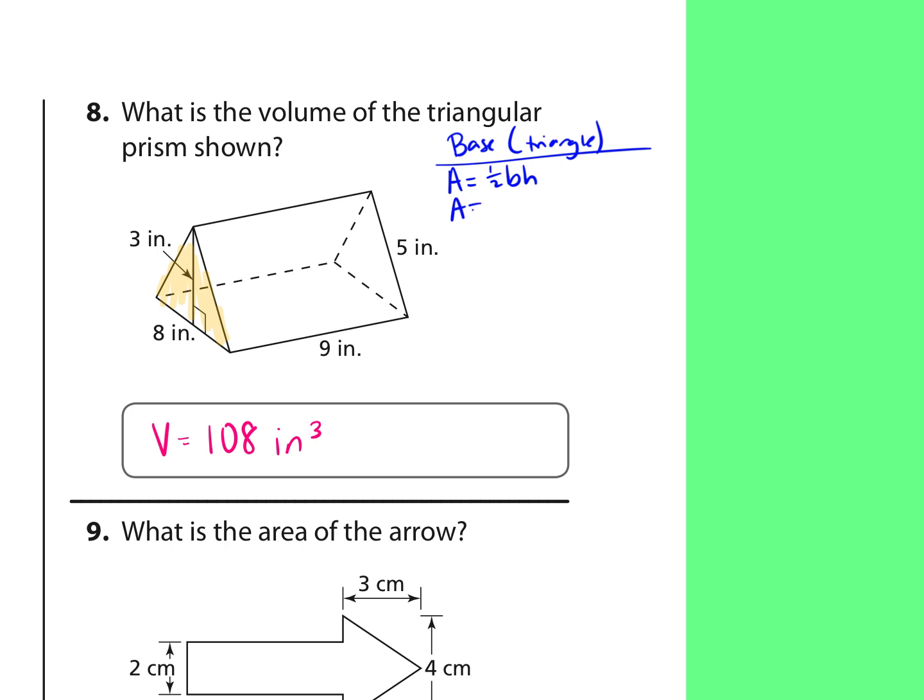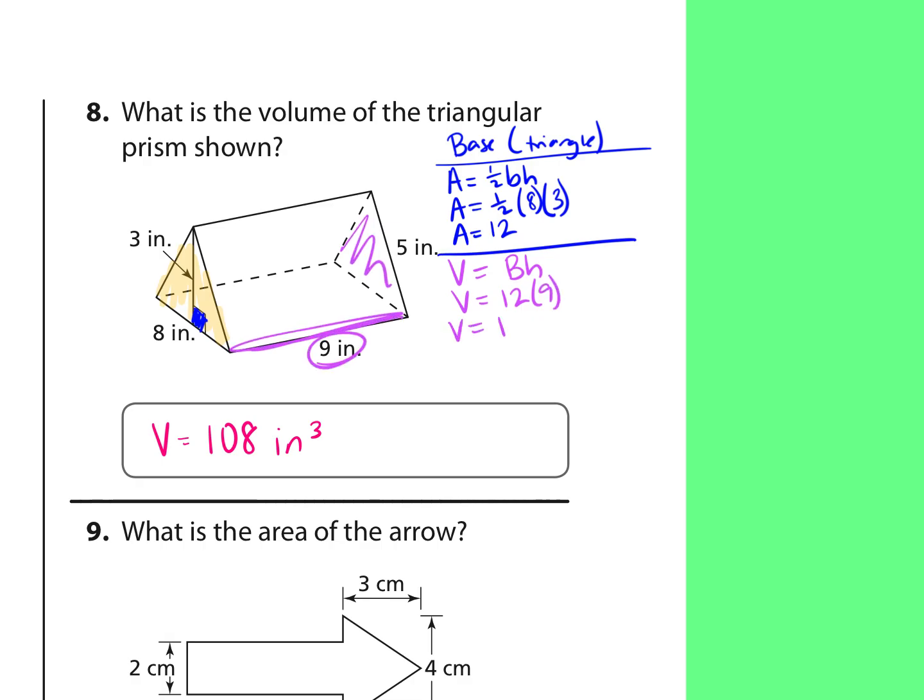So we have that the base and height just have to be at 90-degree angles of each other. So we can take the base as 8 and the height is 3, and say half of 8 times 3, that's 4 times 3, which is 12. And then we're going to get the volume, which is the base area times the height. We just found the base area to be 12, and the height's the distance between these two bases, which is 9. And so the volume, we get 108, and that is measured in cubic inches.